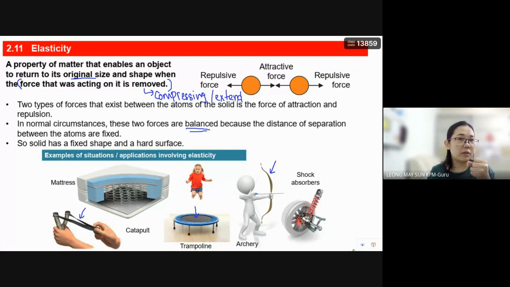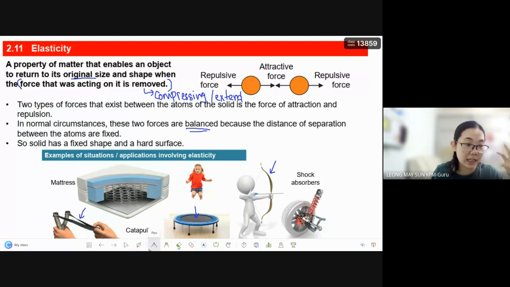The string, because usually the string that they use is not very elastic, but it's the bow that, when they stretch it, will bend. So when the bow bends and you release the arrow, the bow will get back to its original shape. So it's the bow that is elastic. And then the shock absorber is the one that is normally at the tires, or if you go to a children's playground, it would usually be at the seesaw area, the big huge springs over there. So these are a few examples and situations involving elasticity.